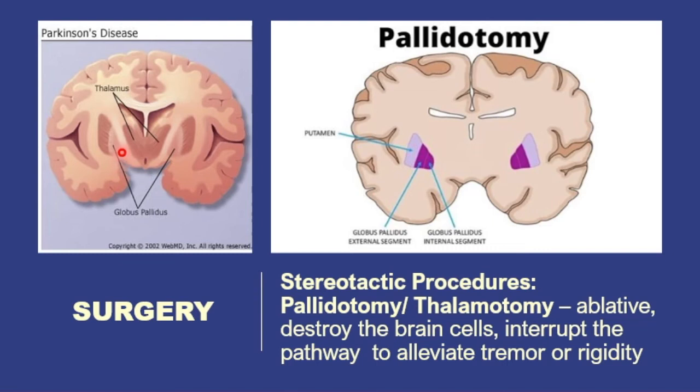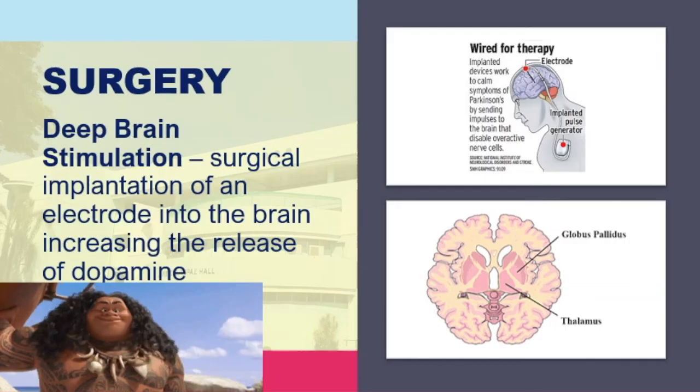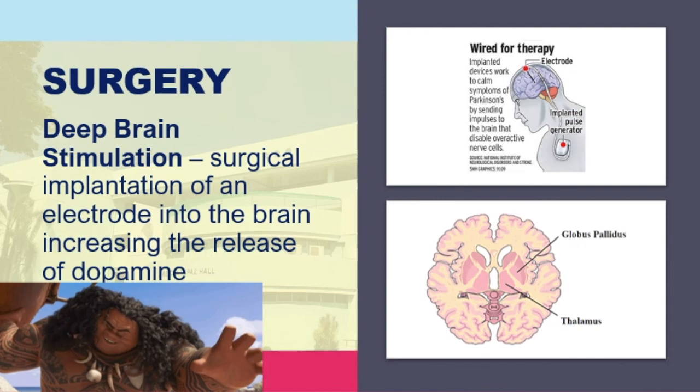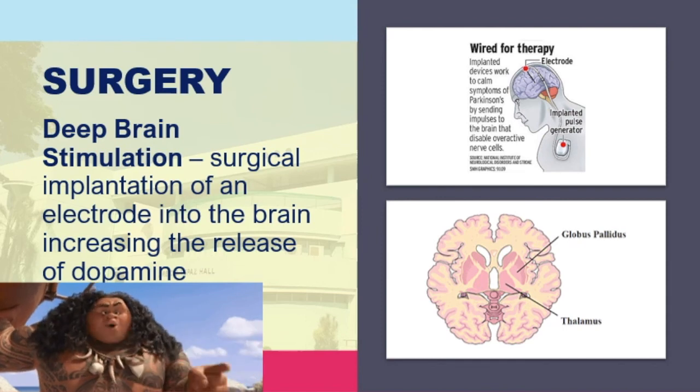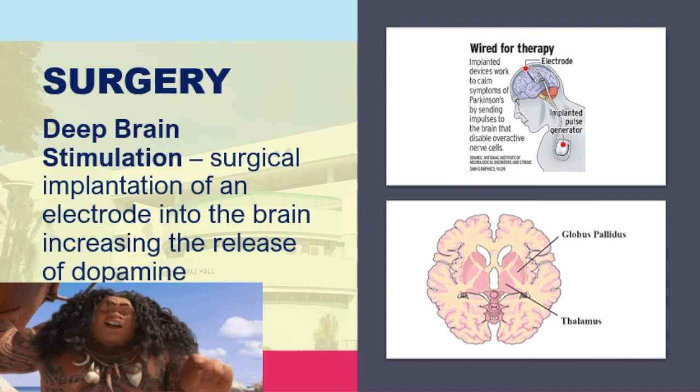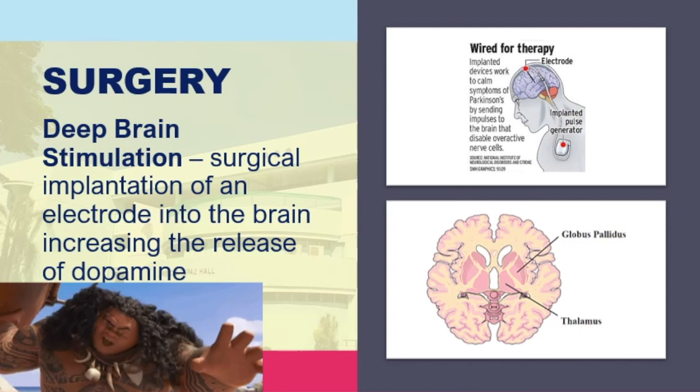So class, when I say pathway, that will be the pathway through which the neurons or impulses that trigger your tremors are passing. So to prevent these tremors, what is being done in pallidotomy and thalamotomy is to destroy this pathway. Another surgery is deep brain stimulation. In deep brain stimulation, class, a surgical implantation of an electrode into the brain is done that would increase the release of your dopamine.